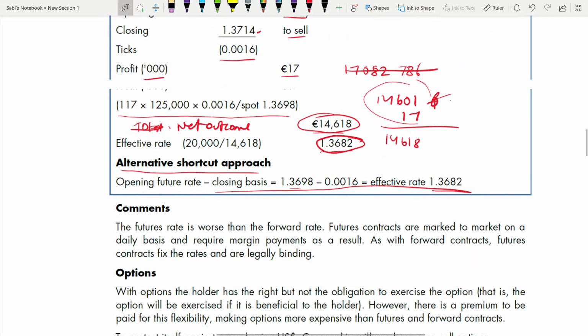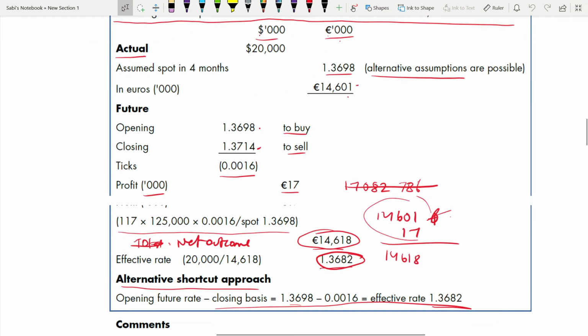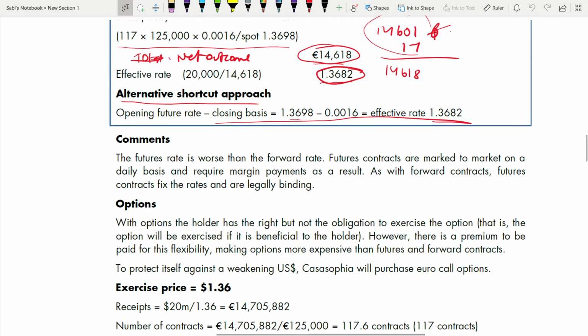Next, comment, you have to talk, you are getting marks. First you calculate, then comment, calculate, then comment, right? So the future rate is worse than the forward rate. Future contracts are marked to market on a daily basis and require margin payments, right? These are some features of future. Whenever you're doing this, you need to know some features. One of the features of future is mark to market on a daily basis. Margin payment is required. As with forward, future contracts fix the rate and are legally binding. Okay, forward are legally binding and it fixed the rate.